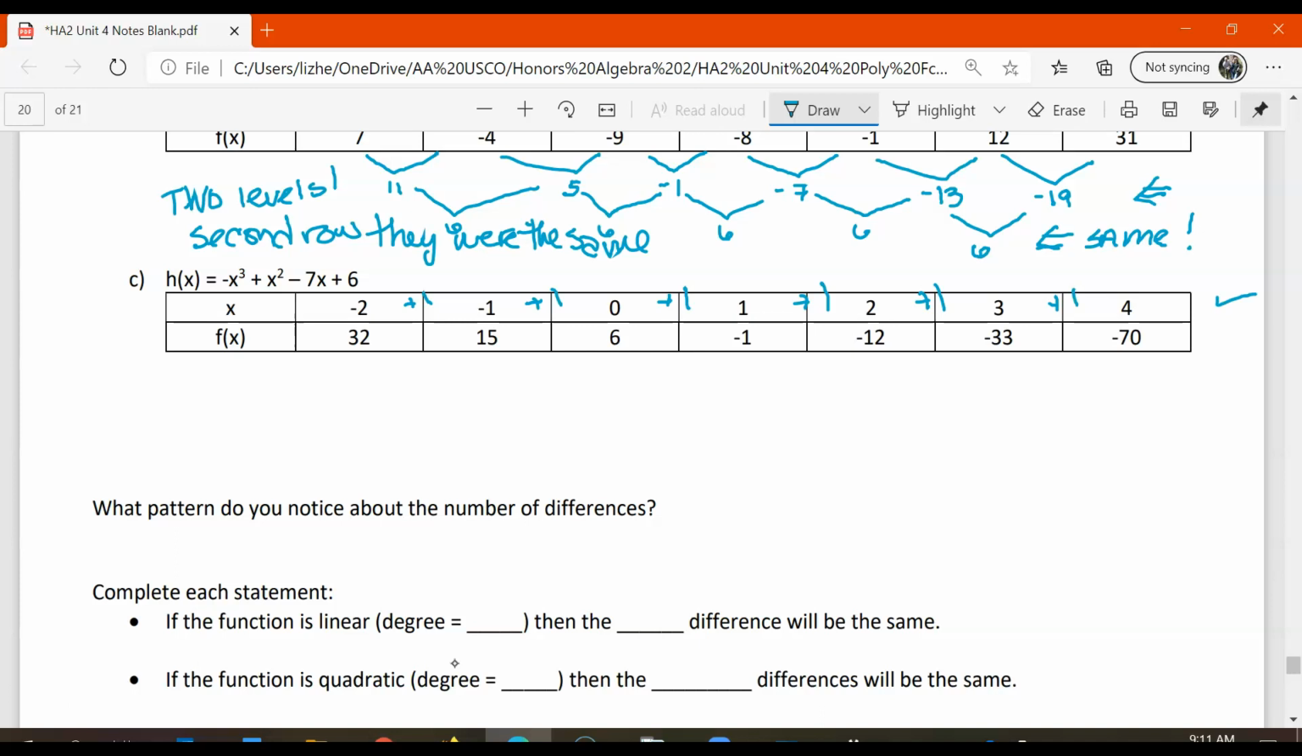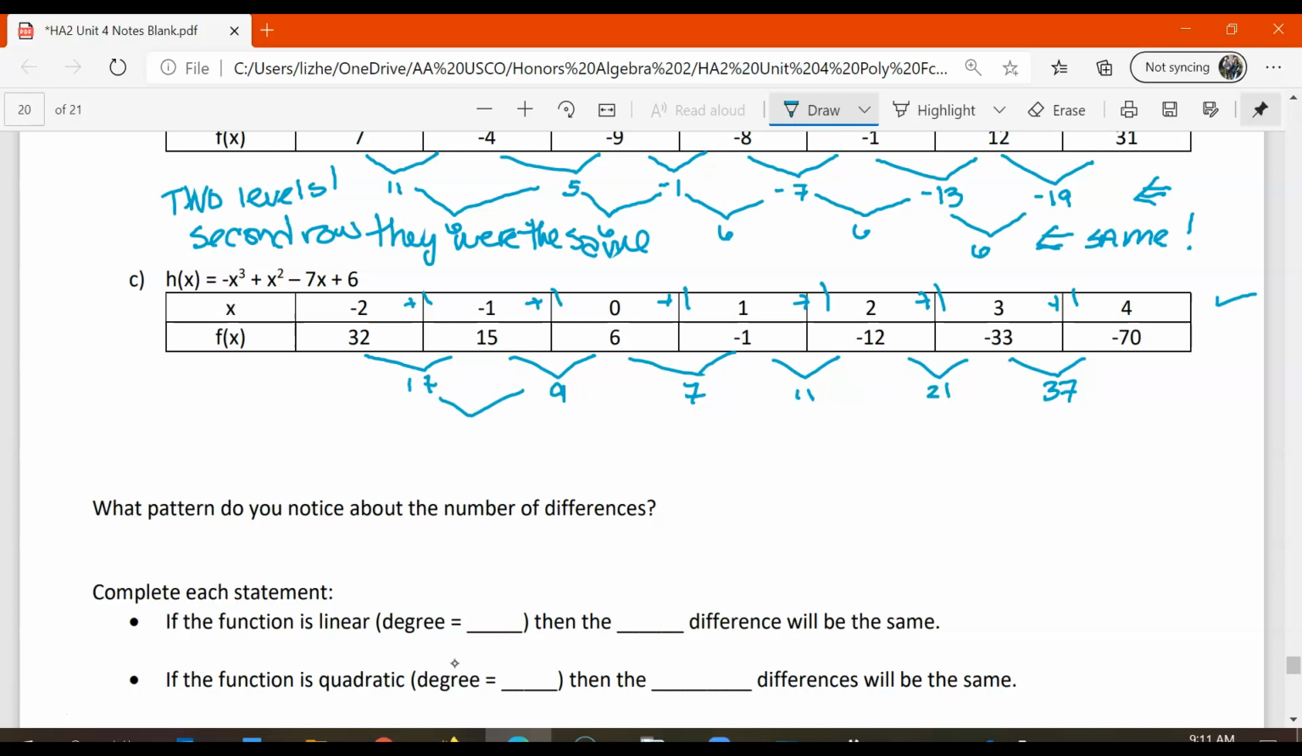So I'm going to do 32 minus 15 is 17. 15 minus 6 is 9. 6 minus a negative 1 is 7. Negative 1 minus a negative 12 is 11. Negative 12 minus a negative 33 is 21. Negative 33 minus a negative 70 is 37. So those are obviously not the same, so we continue.